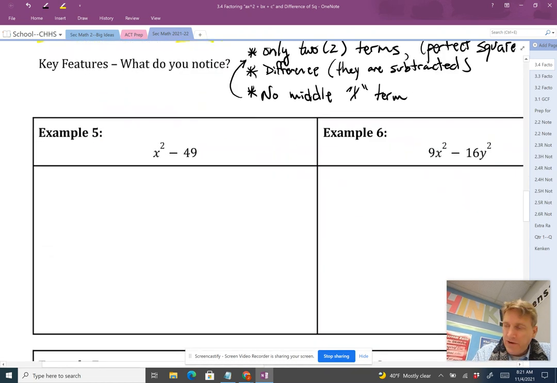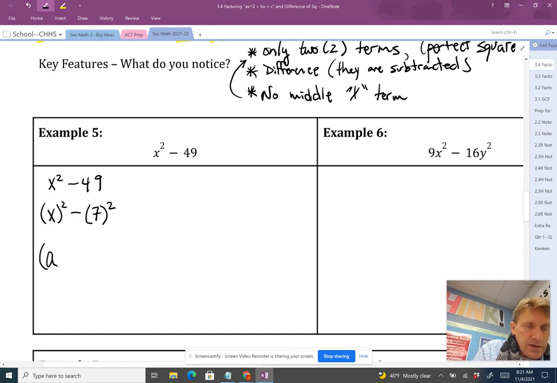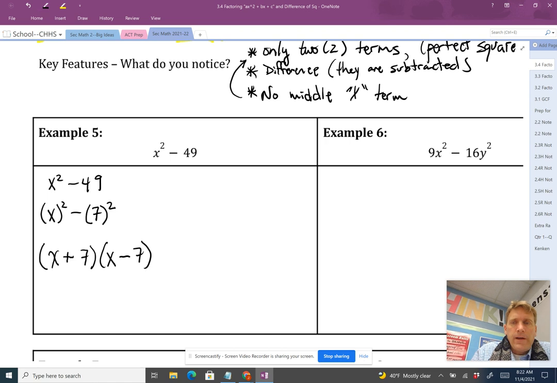All right, x squared minus 49. X squared minus 49 can be rewritten as the quantity x squared minus the quantity 7 squared. So now I have it written as a squared minus b squared. Then I can just factor it to x and 7, x and 7, and then you put a plus in between the one set and a minus in the other set. And it doesn't matter the order. It could have been x minus 7 times x plus 7.